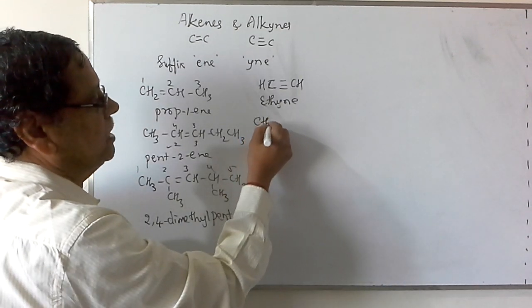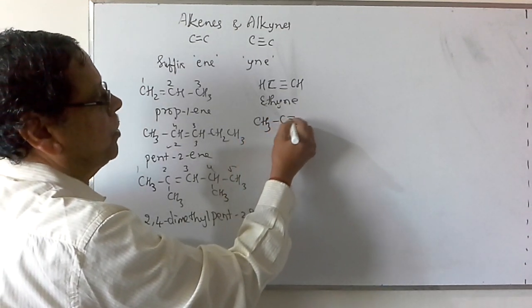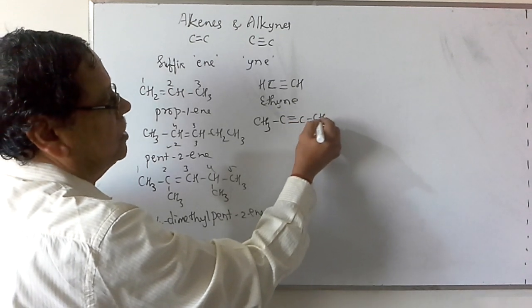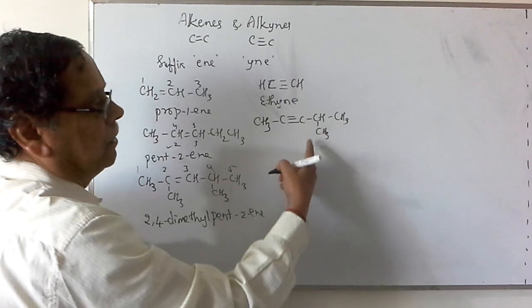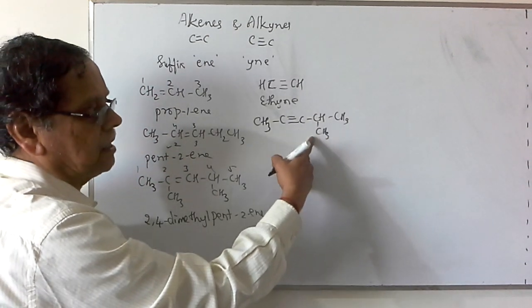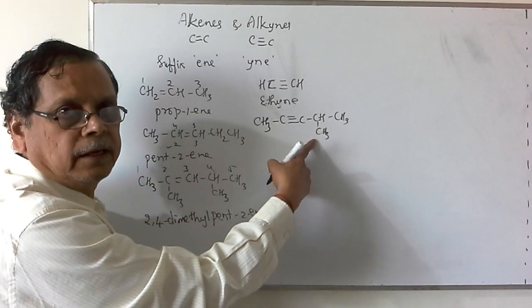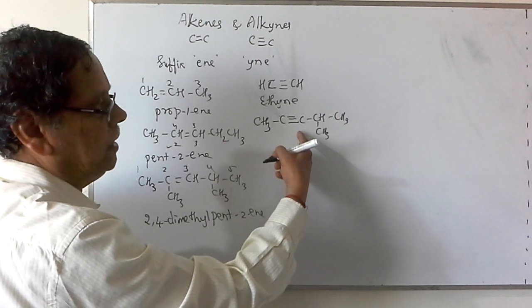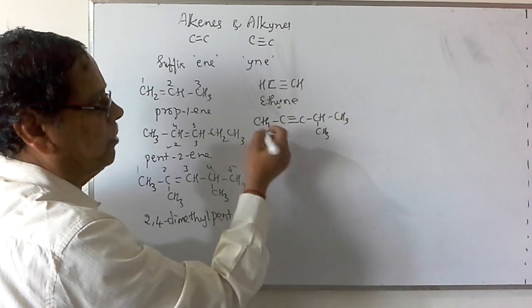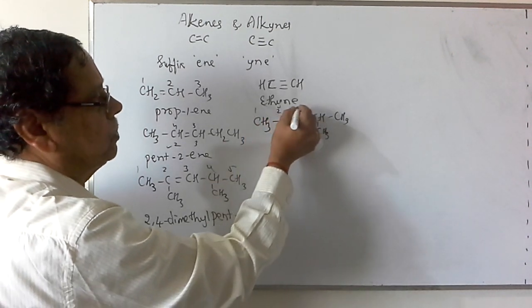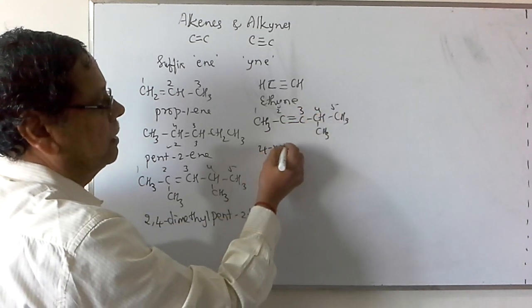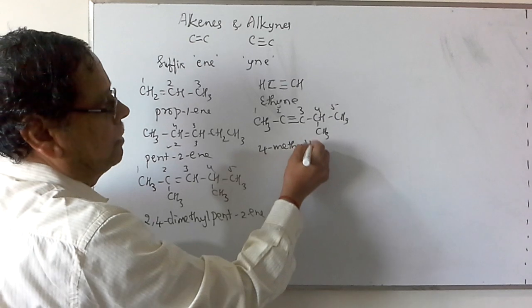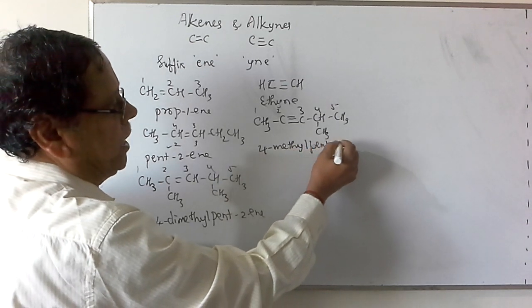If you consider this CH3-C≡C-CH(CH3)2, though this gives rise to the lesser number to the carbon carrying the CH3 group from the right side, we should prefer the carbon-carbon triple bond. That's why it is 1, 2, 3, 4, 5. It is 4-methylpent-2-yne.